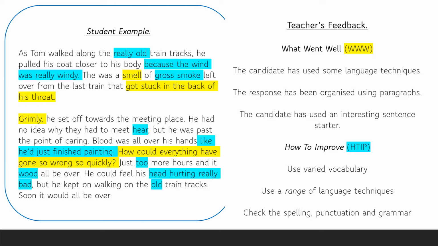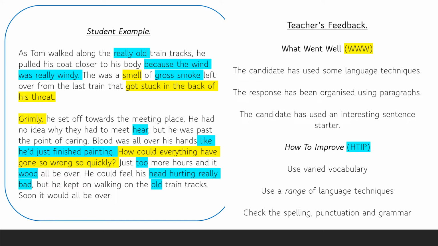Check the spelling, punctuation and grammar. So this is where we come into the technical accuracy side, which is worth 16 marks. And if you look there, we can see there are a few elements within the actual writing where they haven't used the correct spelling. The first one might be here. "You had no idea why they had to meet here." Now this is actually a correct spelling, but grammatically it is wrong in the way it's been used in the sentence. So this is "hear" as in the sound, but in fact it should be spelled H-E-R-E.